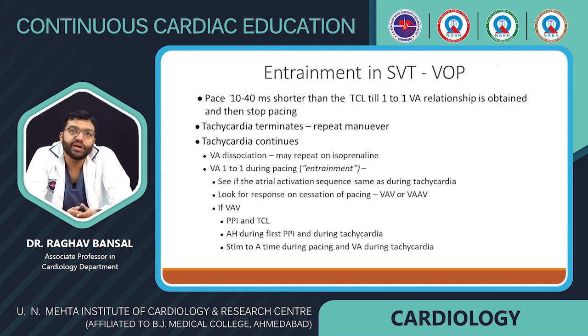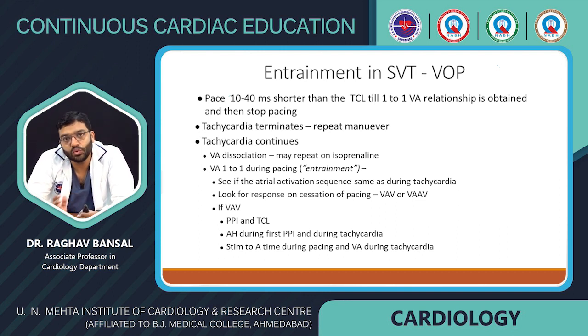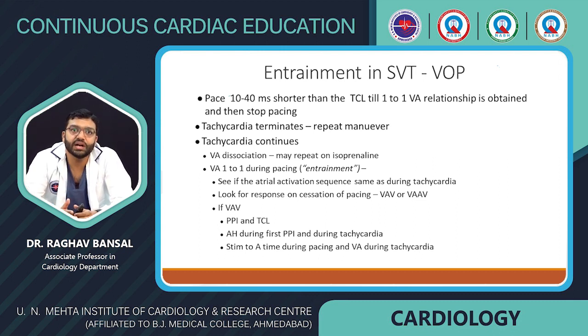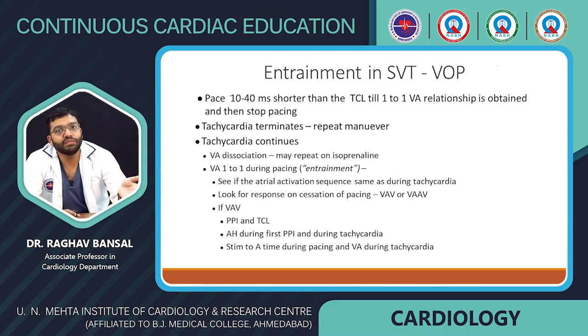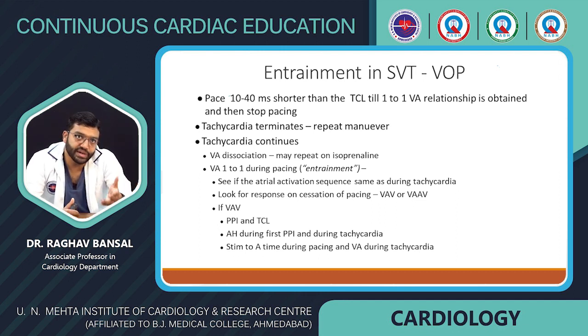What do we do in ventricular overdrive pacing? Supposedly an SVT is going on. We start pacing the ventricle at a slightly shorter cycle length, which is 10 to 40 milliseconds shorter than the tachycardia cycle length of the SVT. So supposedly there is a tachycardia going on at a 400 millisecond cycle length, and then we start pacing the ventricle from the RV apex at a 380 millisecond cycle length. It can terminate the tachycardia. If this happens, we have to reinduce the tachycardia and repeat the maneuver.